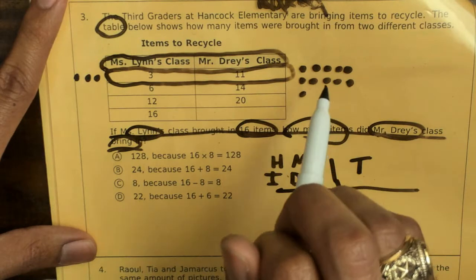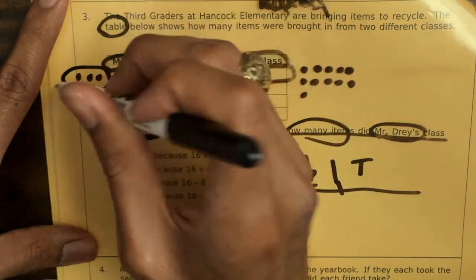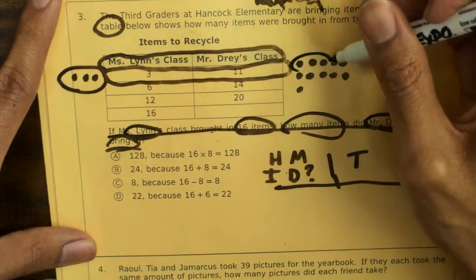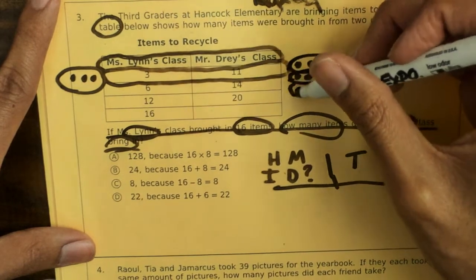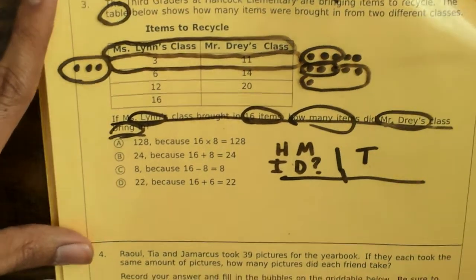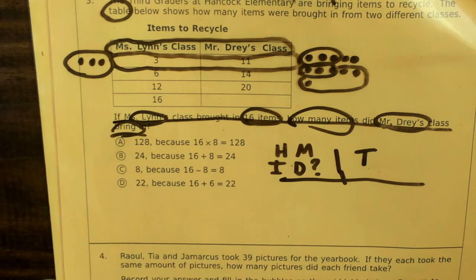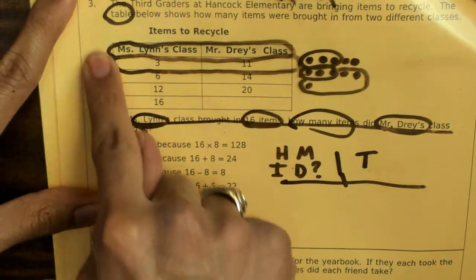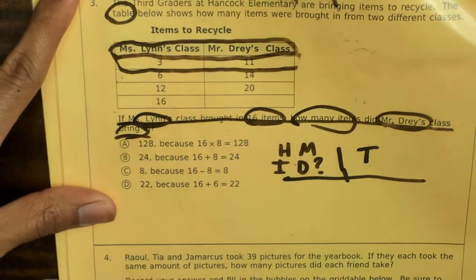Let's figure out how many times more he has than she has. She has 3, so let's circle groups of 3 over here. So there's 3, 3, 3, and then here's a group of 3. Oh my gosh, that's not going to work out. So it's not going to be multiplication. Maybe it can be addition.